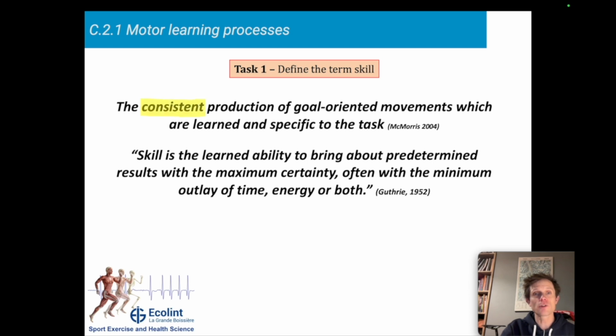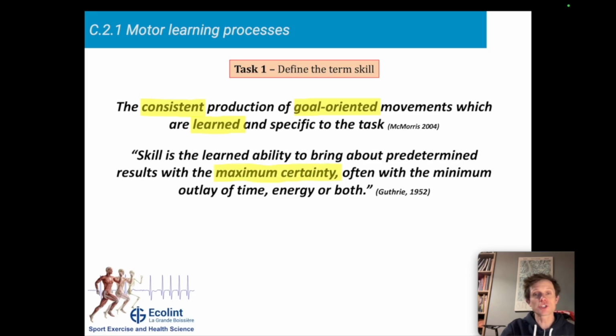In this first one, then, we've got this idea that skill is something that is consistent. It's something we can do consistently. It's goal-orientated, so there's a specific purpose to the skill that we're executing. For example, if we are just walking aimlessly around an area, that's not a skill, whereas running in a particular direction in order to cover a cross or a pass, that might be a specific goal-orientated skill. These are also learned and they're specific to the task. So it's something we have to acquire. It's not something that we're born with. And because we have to acquire it, it means we can develop them.